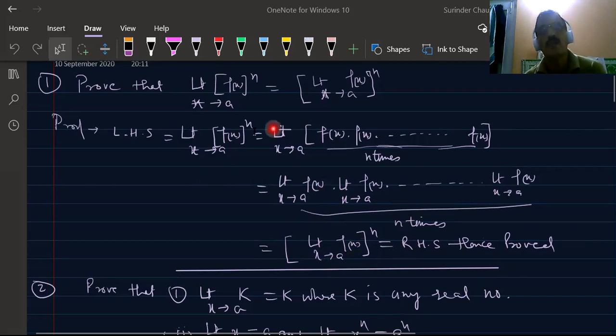Means if we find the limit of a product of n number of the same functions, then the limit can be taken inside. The limit from outside the bracket can be taken inside the bracket.